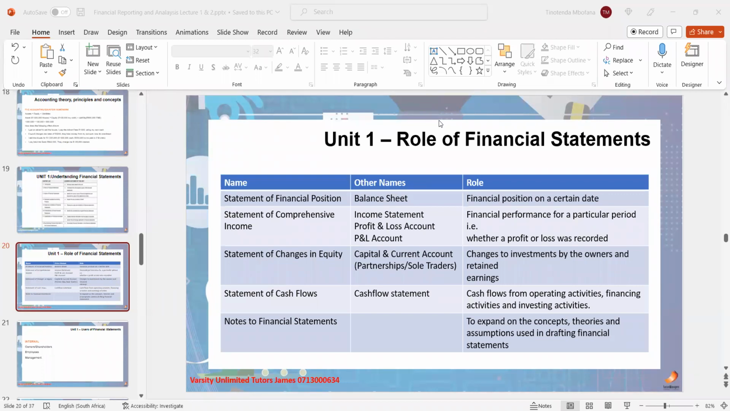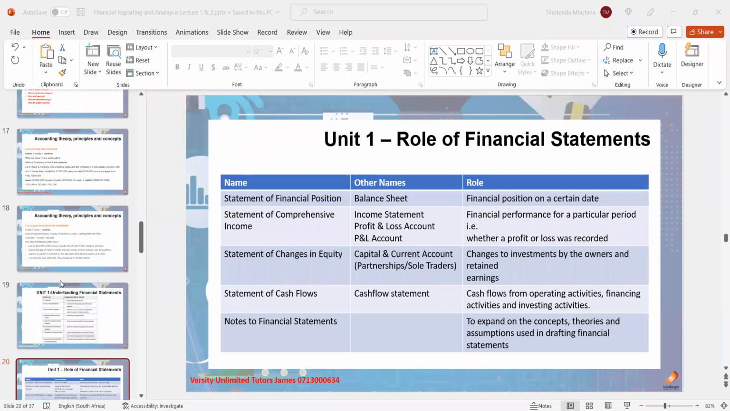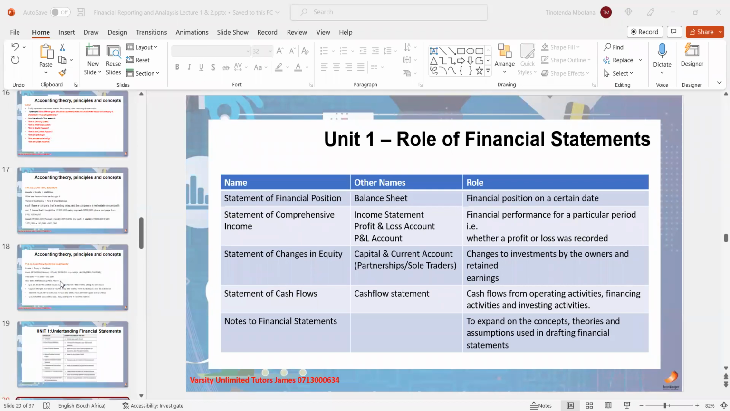If you're looking at a cash flow statement, you're also checking the cash position. If you look at the bank account, what changes happened in the physical cash and in the bank account of that specific organization? So that becomes the role of the financial statement. But like I said, we might go deeper into some of these areas when we start going into the calculations.